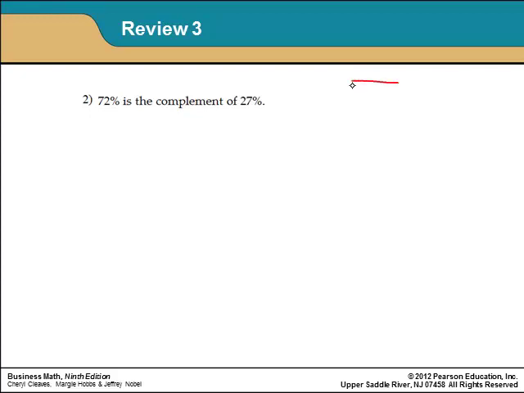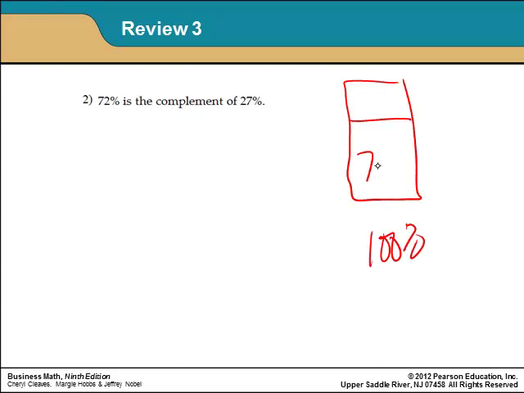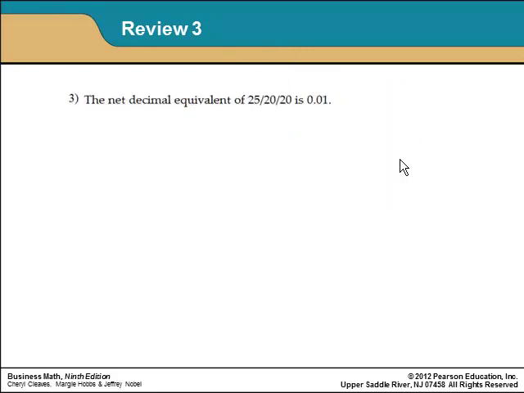72% is the complement. Remember that the complements add up to 100%. So if you had 72%, the complement of 72% is 28%. So this would also be false. Now, what do we use the complements for? The complements help us when we want to answer the question not how much off the sale price is, but how much on is the sale price. So if we want to find the net decimal equivalent, we would use the complement.